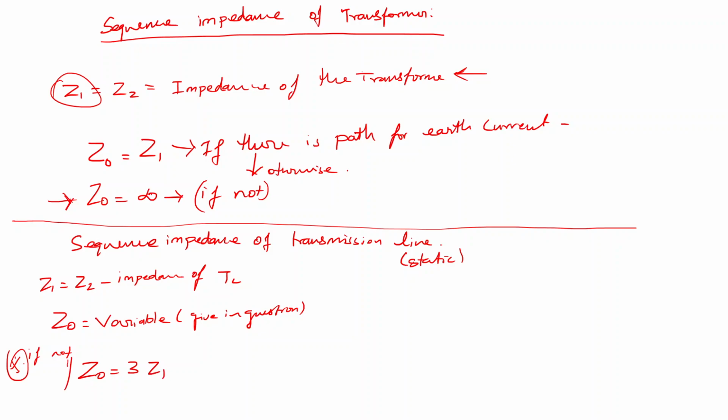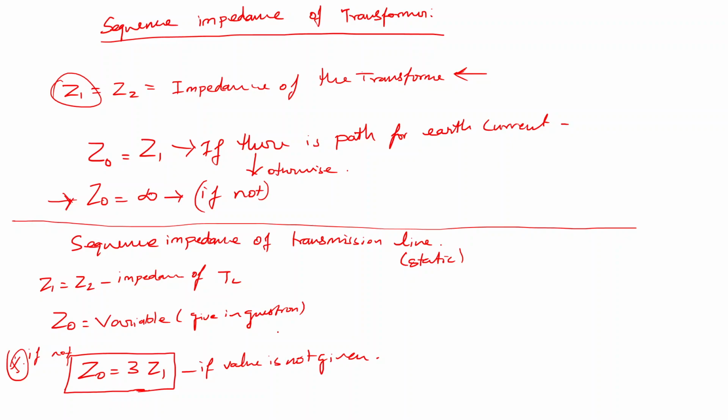Please note down, Z0 is equal to 3 times Z1 if the value is not given. Please note down this one. 3 times Z1.